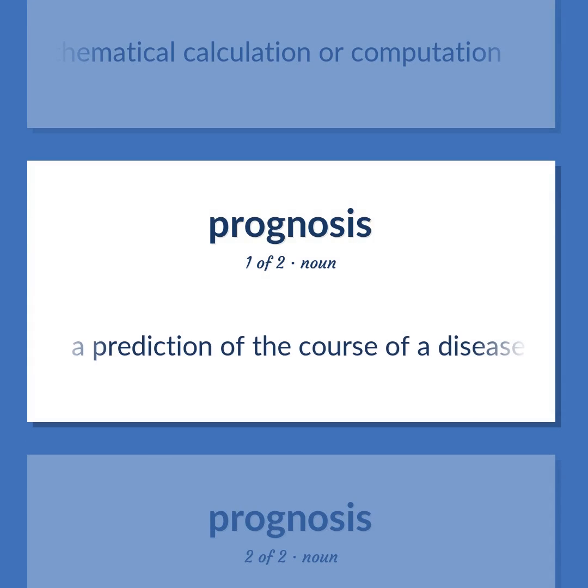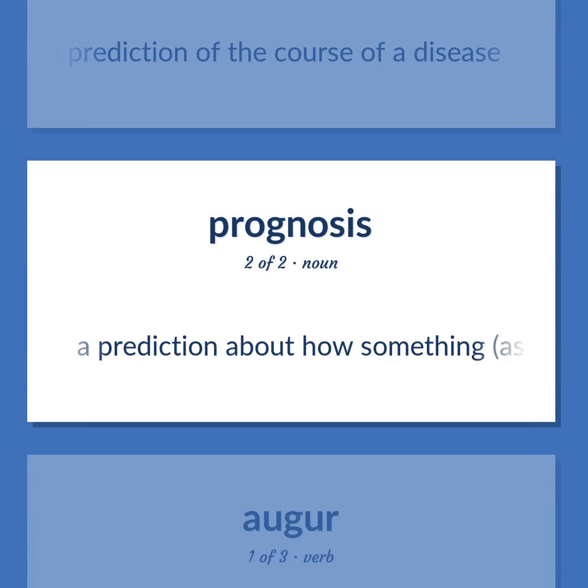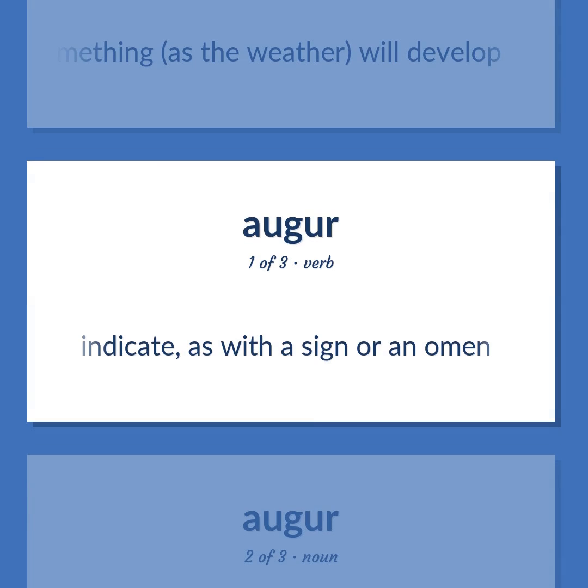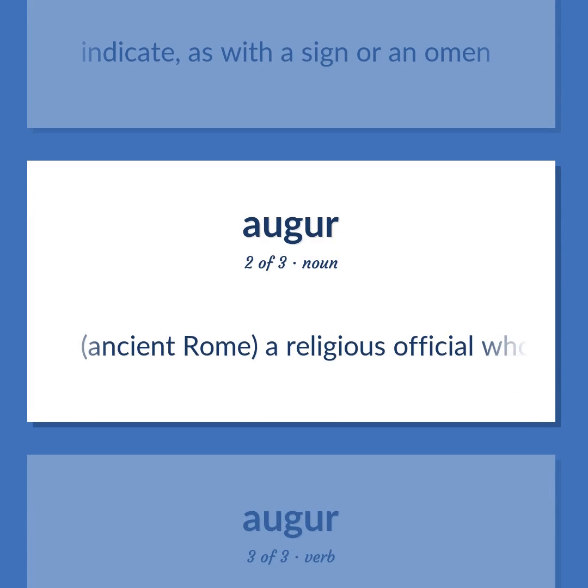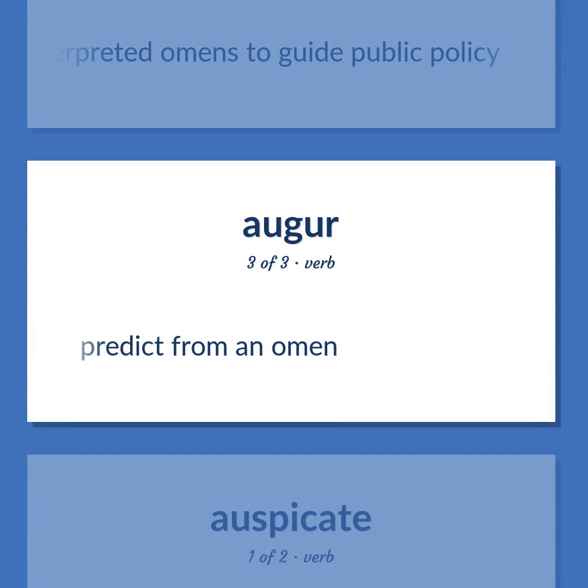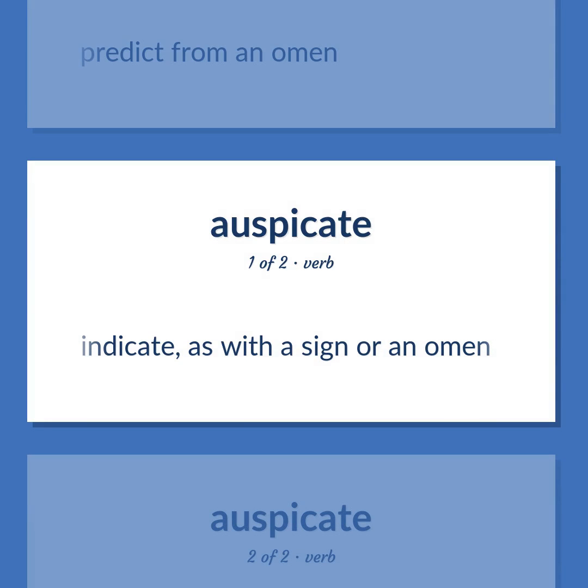A prediction of the course of a disease. A prediction about how something, as the weather, will develop. Indicate, as with a sign or an omen. Ancient Rome, a religious official who interpreted omens to guide public policy. Predict from an omen. Indicate, as with a sign or an omen.